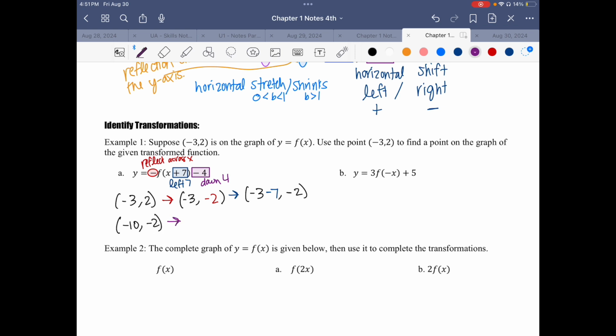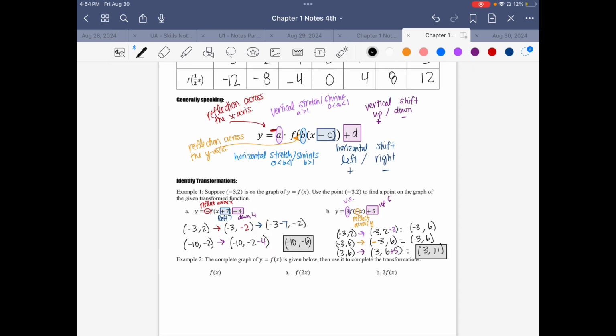And then the last transformation is moving it down 4, which will not affect our x value, but will affect our y value. So our ending point then will be at negative 10, negative 6. Now you could have done those graphically also, and if that is how you choose to do them, then that is just fine. You would simply plot your point of negative 3, 2, and perform the same things.